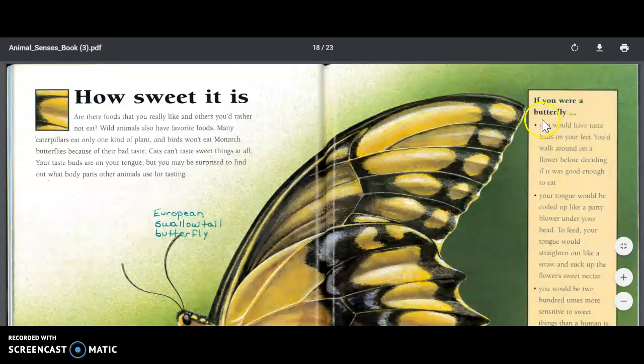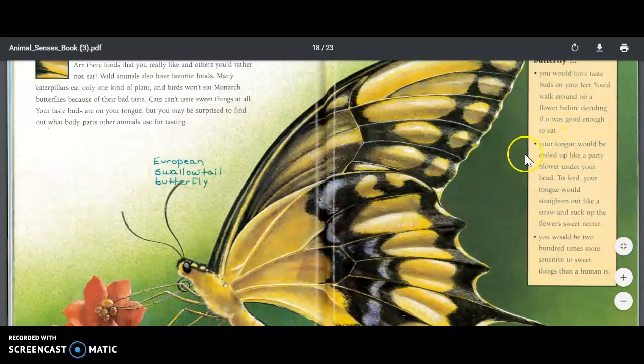Now reading in this text box right over here, if you were a butterfly, you would have taste buds on your feet. You'd walk around on a flower before deciding if it was good enough to eat. Your tongue would be coiled up like a party blower under your head. To feed, your tongue would straighten out like a straw and suck up the flower's sweet nectar. You would be 200 times more sensitive to sweet things than a human is.